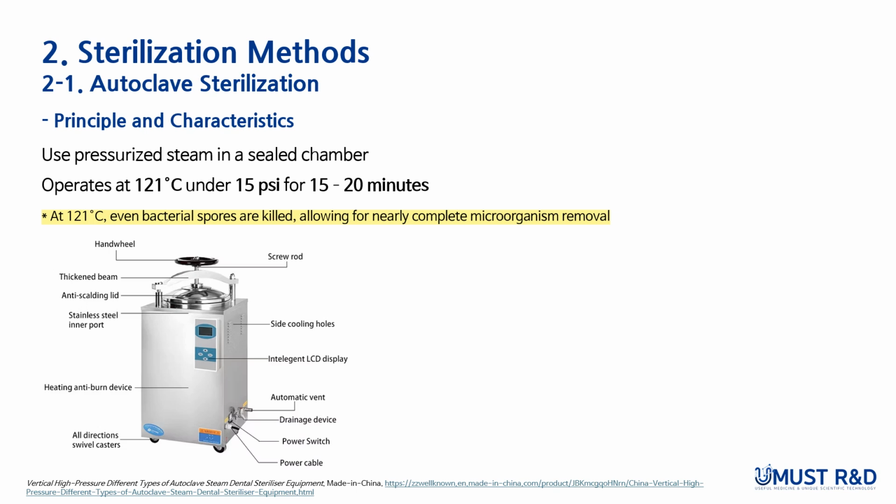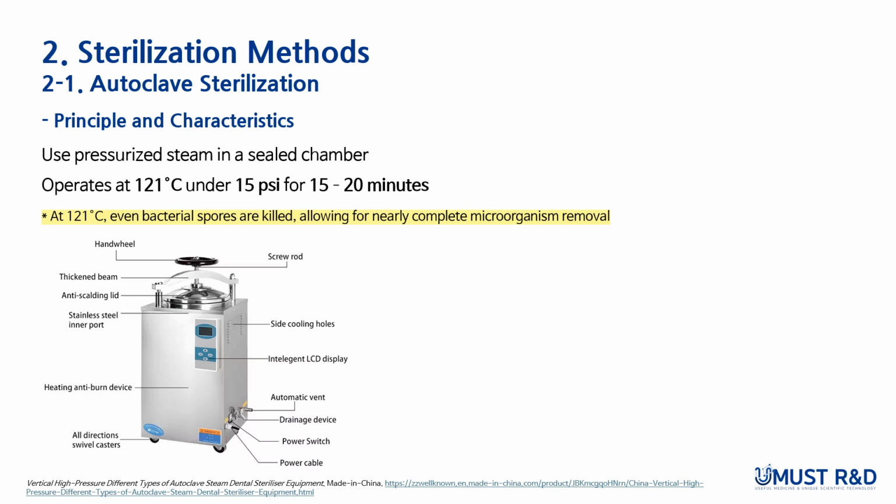Let's look at autoclave sterilization, a high-pressure steam sterilization method, often called the autoclave. The autoclave is shown in the image below. Inside this sealed device, high pressure is applied to generate steam at temperatures above 100 degrees Celsius. It is sterilized by using pressurized steam at 121 degrees Celsius for 15 to 20 minutes.